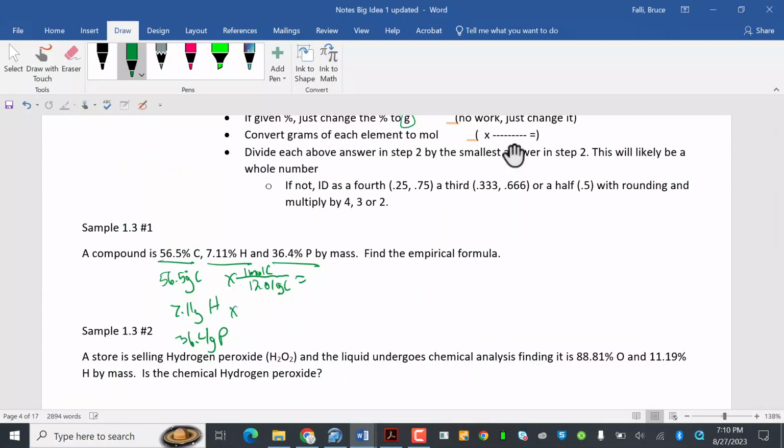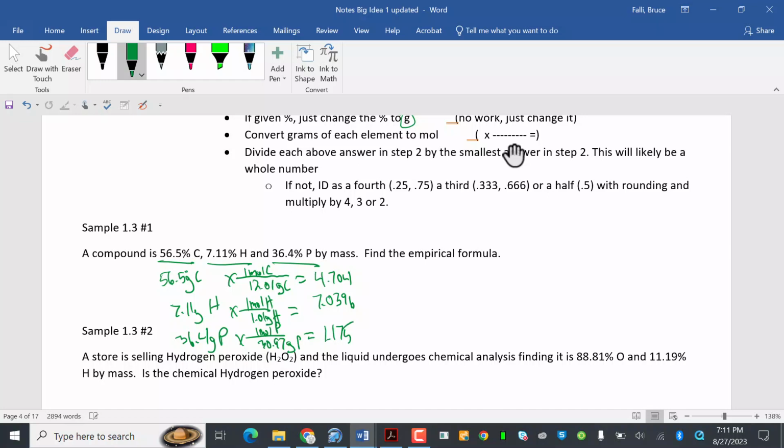And then I'm going to do the same thing for hydrogen. 1 mole of H is 1.01 grams of H. Same thing for phosphorus. 1 mole P is 30.97 grams of P. And let's get out our calculator and see what we get here. 56.5 divided by 12.01 is 4.704. 7.11 divided by 1.01 is 7.0396. And 36.4 divided by 30.97 is 1.175.